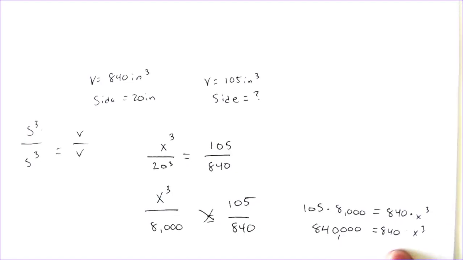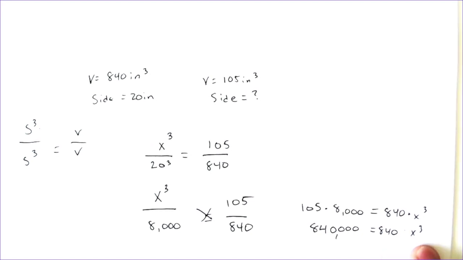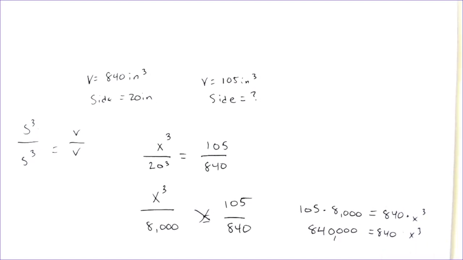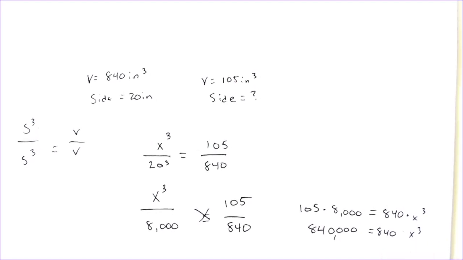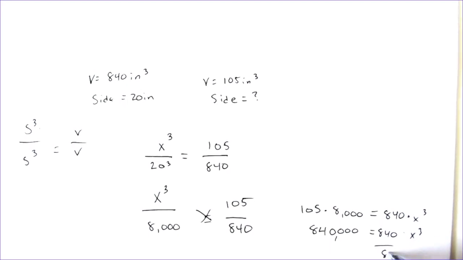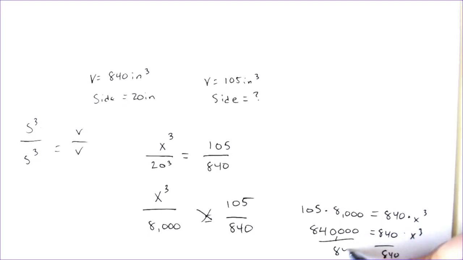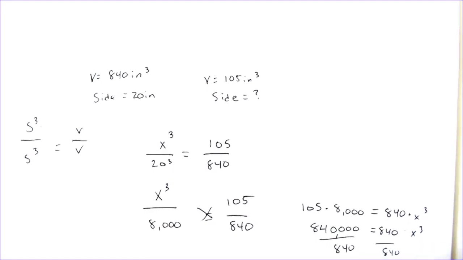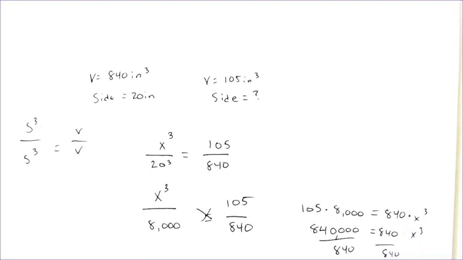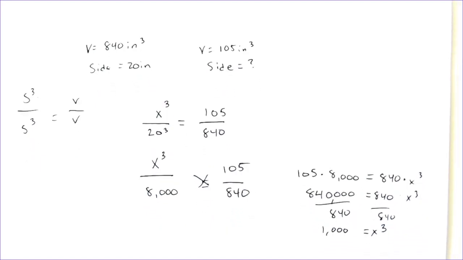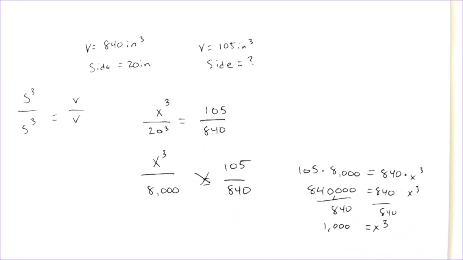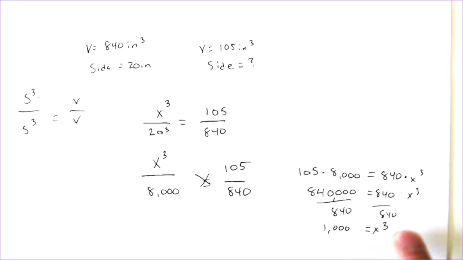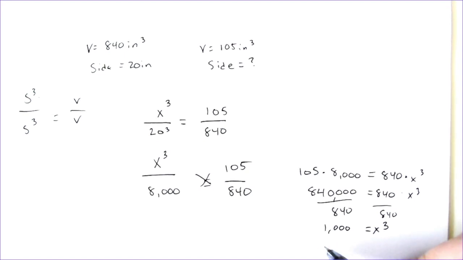We have to divide by the 840 before I can deal with this x to the third. So I'm going to divide by 840. And when I divide both sides by 840, I get 1,000. So it's starting to turn into a more realistic number. So we have 1,000 is equal to x to the third. And what we have to do here is cube root both sides, because it's not a squared here, it's a cubed. We have to cube root both sides.